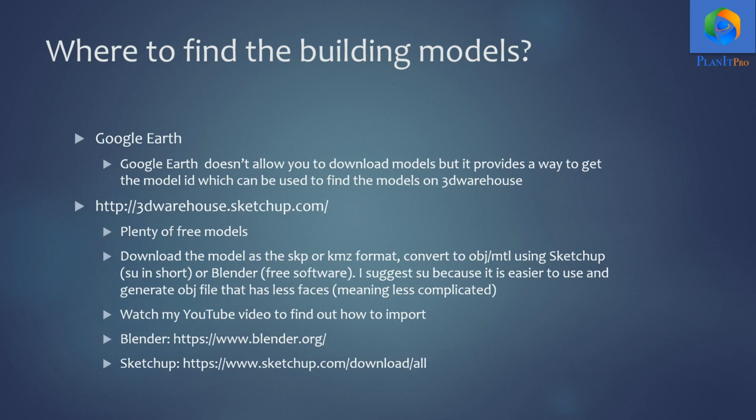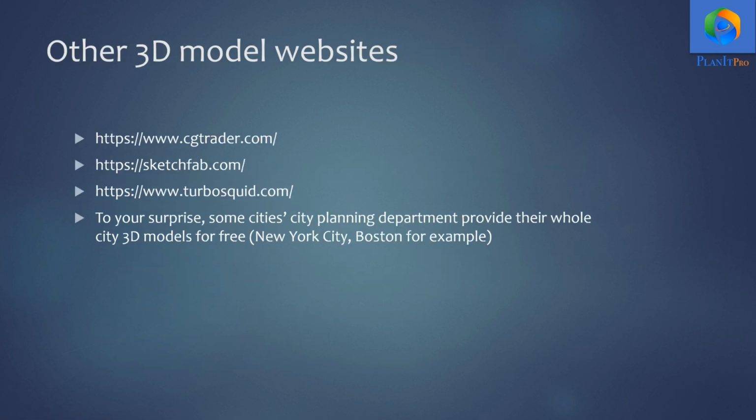I also mentioned Google Earth. The reason is, even though Google Earth doesn't allow you to download the model anymore, you can find the corresponding model ID. Then use this ID to find that model on the 3D Warehouse website. And down here, I also listed the download links of these two software I mentioned.